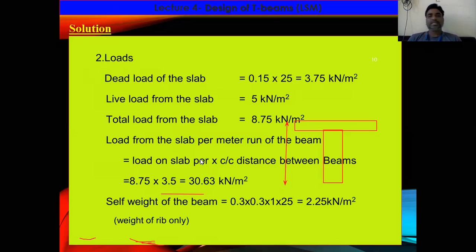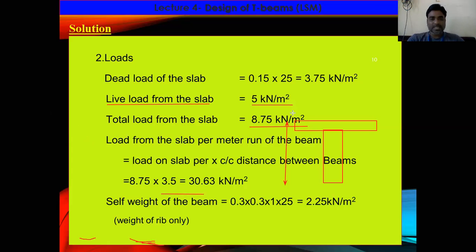Now determine the loads on the beam. The dead load of the slab, that means self weight of the slab per meter square, is the thickness of slab, that is 0.15, into 25, that is the unit weight of RCC, is equal to 3.75 kilonewtons per meter square. And the live load on the slab is 5 kilonewton per meter square. And the total load on the slab is 8.75 kilonewton per meter square.